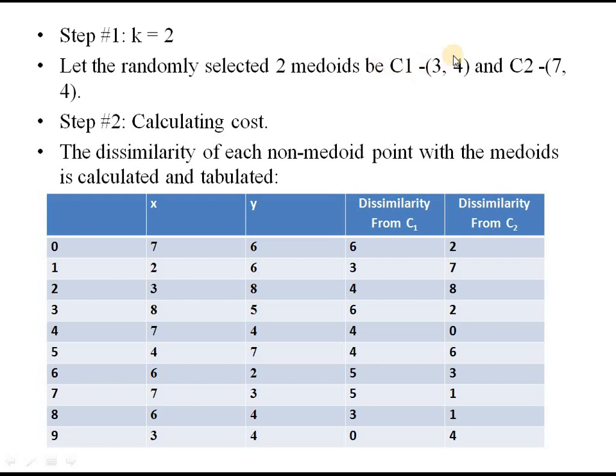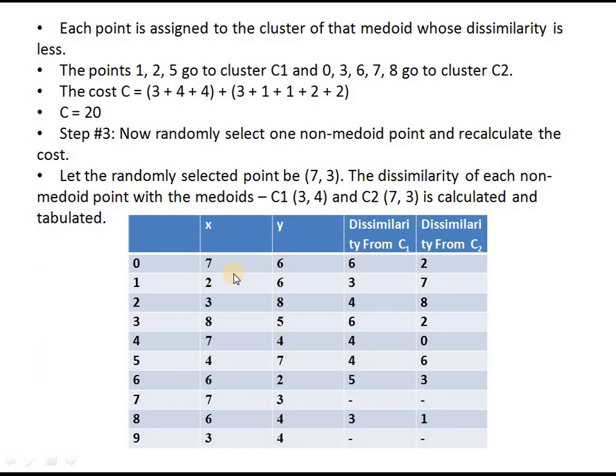For C1, we are choosing the medoid randomly, C1. 7 minus 3 equals 4, plus 6 minus 4 equals 2. Then we are getting 4 plus 2 equal to 6. For C2, 7 minus 7 equals 0 plus 4, 6 minus 4 equal to 2. Likewise, we are getting all the values regarding this x and y.